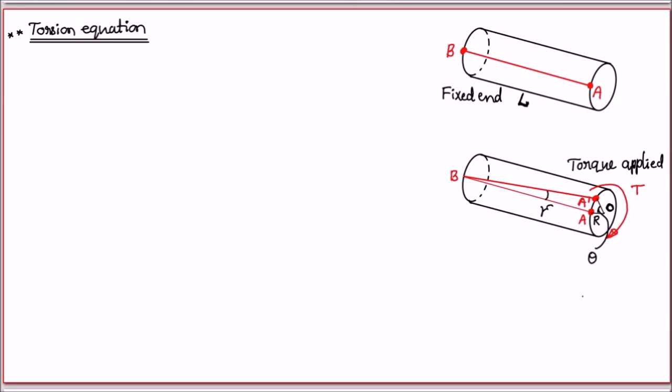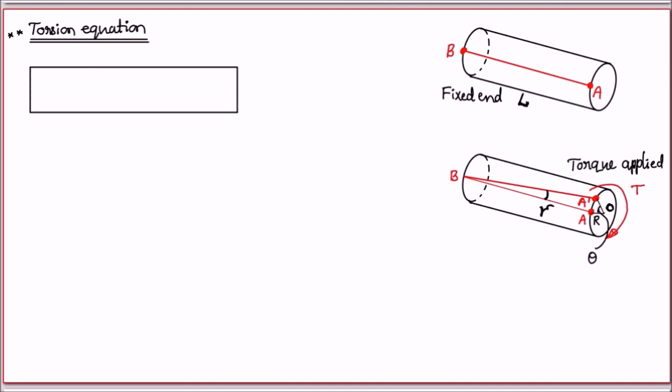The angle made by A dash is the shear strain, represented by gamma. In the examination, when you are deriving this equation, you don't have to draw this 3D sketch, but the same can be represented in 2D also.